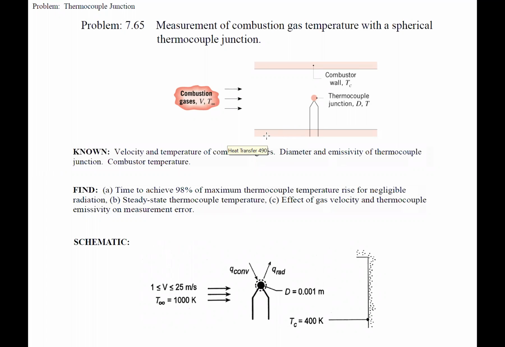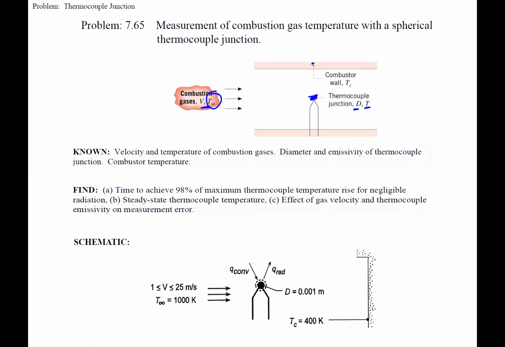All right, so we have this thermocouple right here measuring temperature. Okay, it has a diameter to it. The walls have a temperature. The combustion gases have a velocity and T infinity. And the goal of that junction temperature, that thermocouple, is to measure T infinity, right? That's why you have it inserted into there.